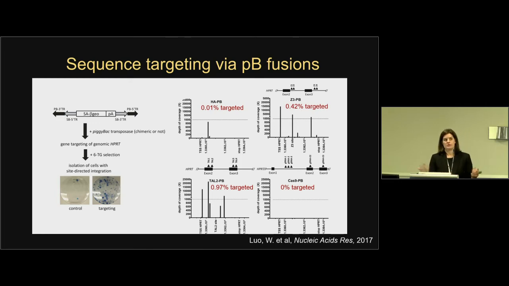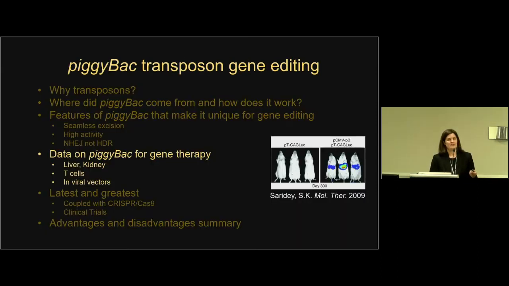So if you were to just pull out 100 integrations in a cell that got this really pretty good tau2 PB, only one is going to be in the HPRT locus that you wanted to go to. So if anyone has any brilliant ideas about how to make that not happen, let me know. But it still needs some work. It's ripe for the picking.